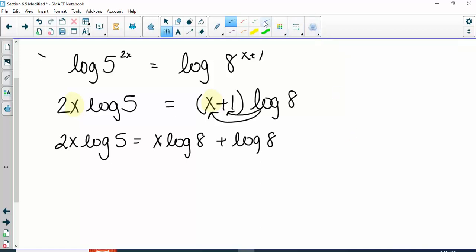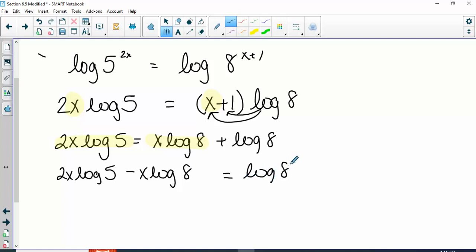Yeah. Okay, from here, both of these terms have an x. So I need to get those terms on the same side. So I'm going to subtract over the x log 8. They aren't actually like terms, so I can't combine them. But I have them on the same side. If we divide by the log of 8, we cancel the 1.